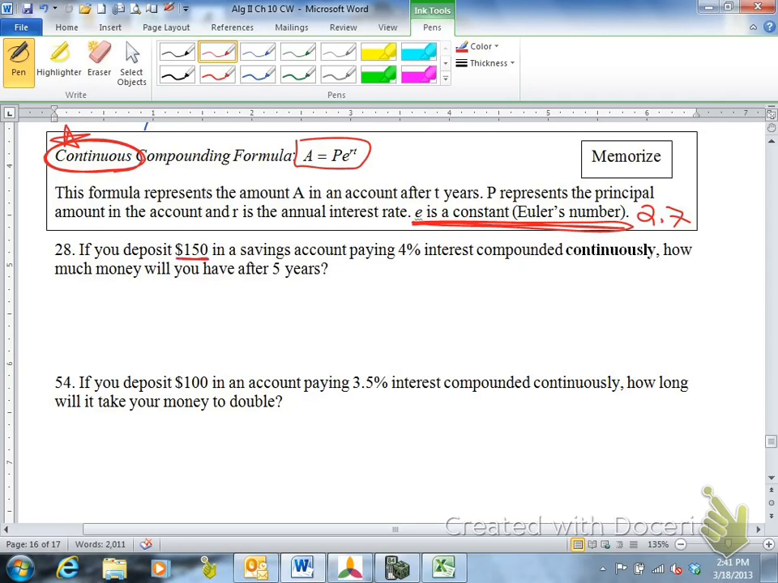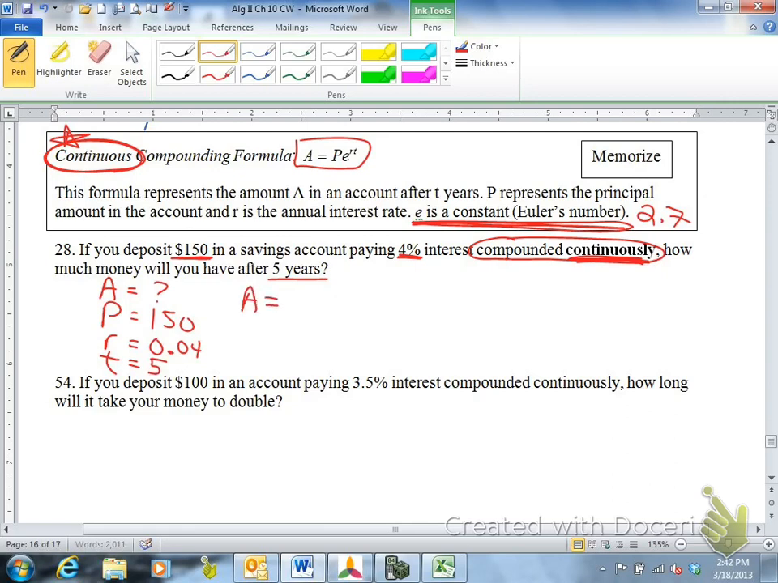So if you deposit $150, paying 4%, and notice it says compounded continuously. If you see continuously, you're going to use this formula. How much money will you have after 5 years? So you have A, P, R, and T. So the $150 is your principal. 4% interest is your rate as a decimal. Compounded continuously means you use your E. And how much money will you have after 5 years? 5 is your T when you look solving for A.